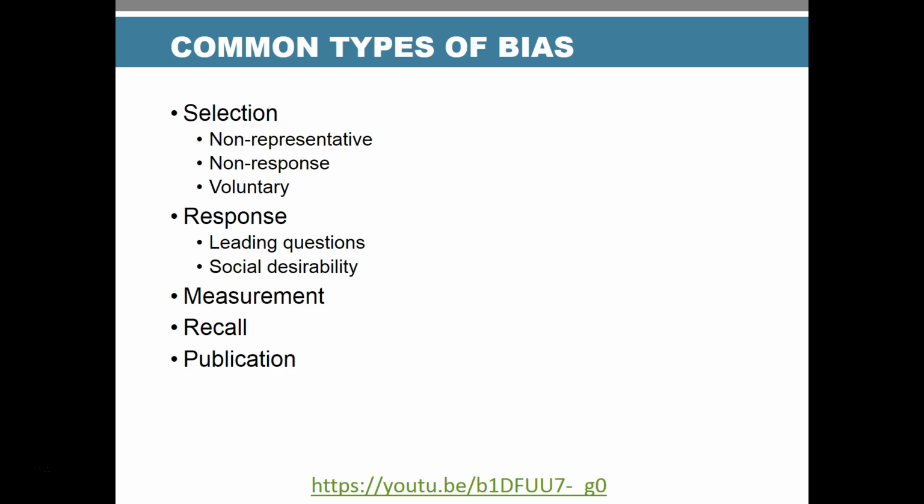Some types of response bias could be leading questions. So we ask a question that makes it obvious what we want the answer to be. Another one is social desirability. People are not likely to answer questions about things that make them look socially undesirable. So if you ask about things that are considered social taboos, people might not be honest about that. If you're going to ask about seatbelt usage, you're going to ask about drug use, things that they consider to not be something you would want to admit to a perfect stranger, they might not answer that honestly.